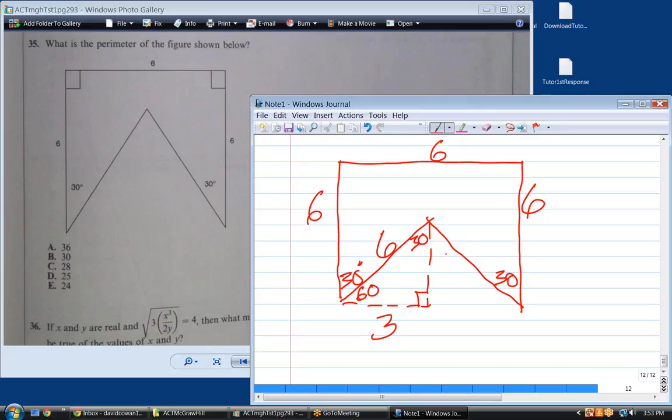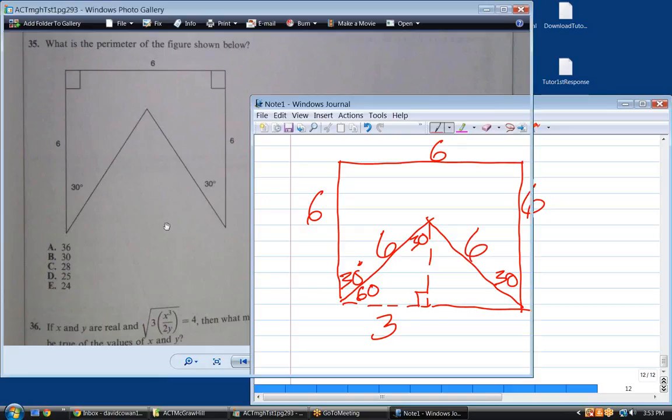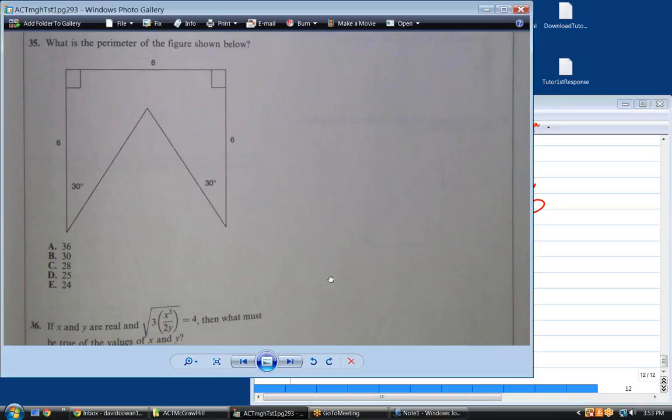Well, what is true about this triangle over here? It's the same? So what is this hypotenuse over here? 6. And what's the perimeter? 30. That was a hard one for sure.